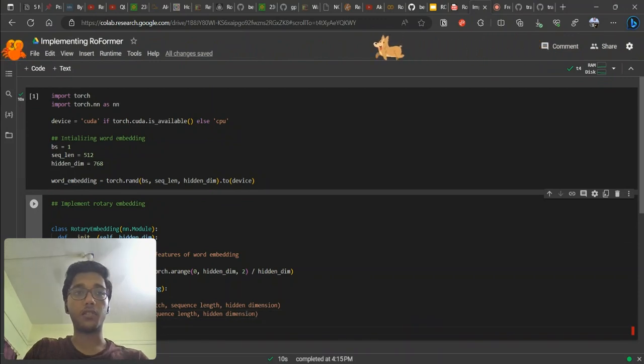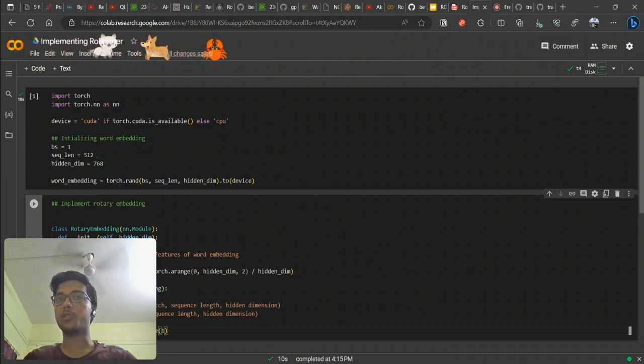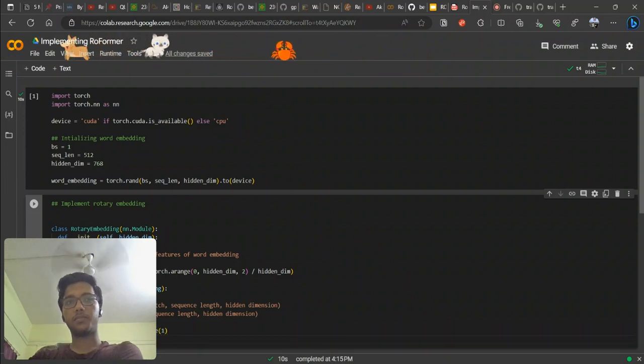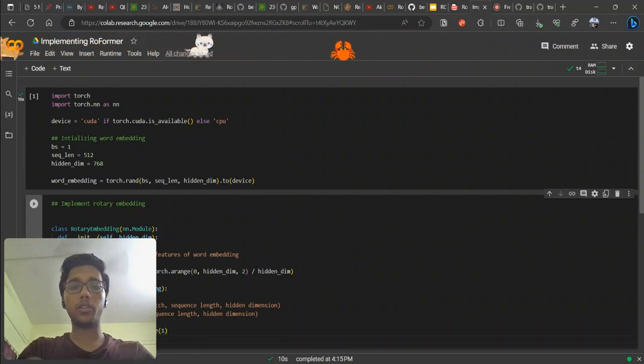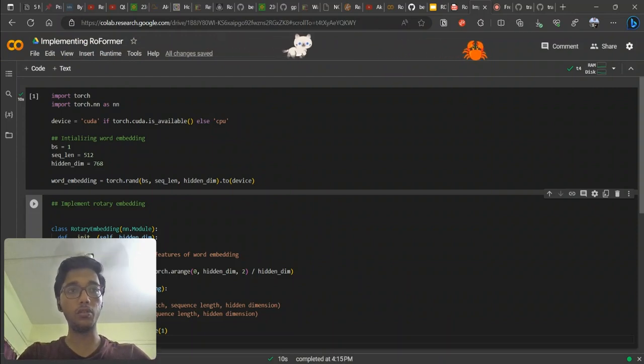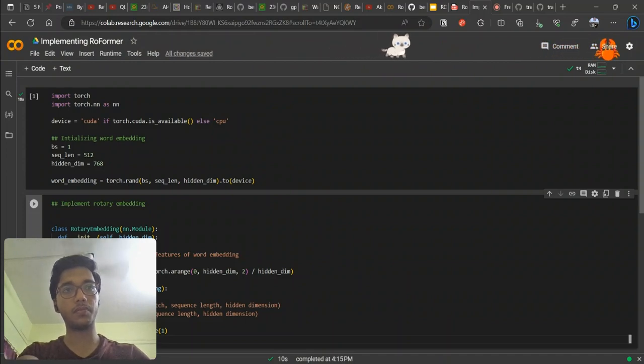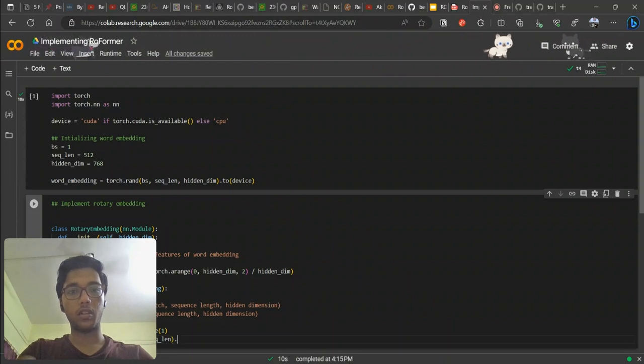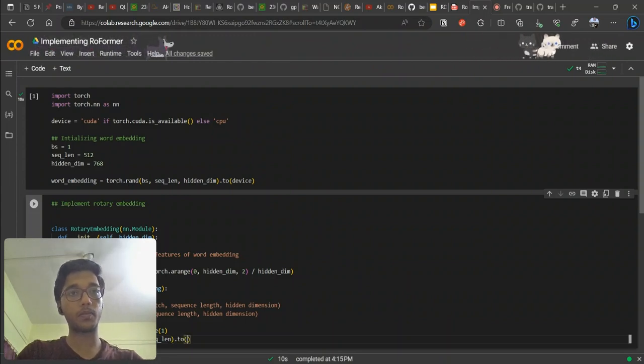So what would be sequence length? Sequence length would be this one, right? Dot size one, because zeroth would be batch first, so sequence and second. So now what we need to do is initialize the sequence indexes, which would be equal to torch.arange from 0 to sequence length, dot to.